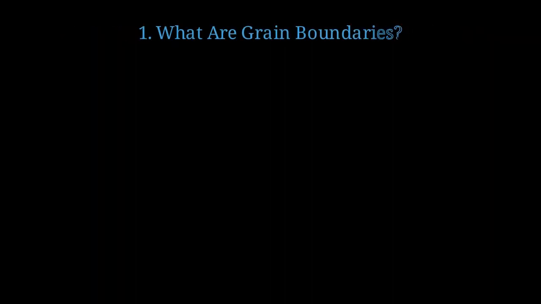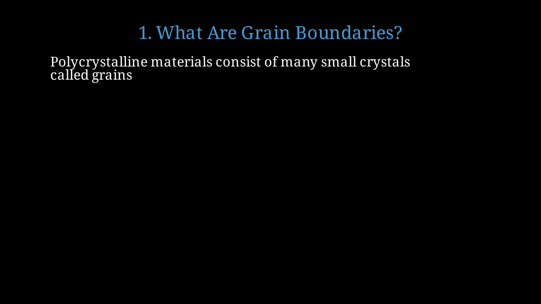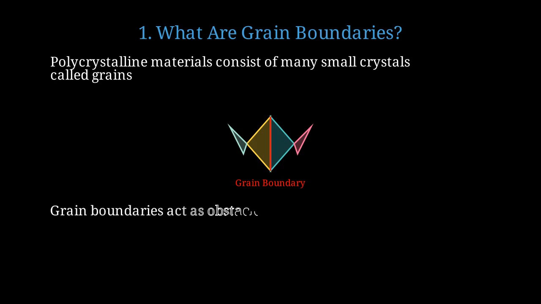Let me start by explaining what grain boundaries are and why they matter for material strength. Most metals and ceramics are polycrystalline, meaning they're made up of many small crystals called grains. Each grain has a different crystal orientation. The interfaces between grains are called grain boundaries, shown here in red. These boundaries are crucial because they act as obstacles to dislocation motion, which is how materials deform plastically.